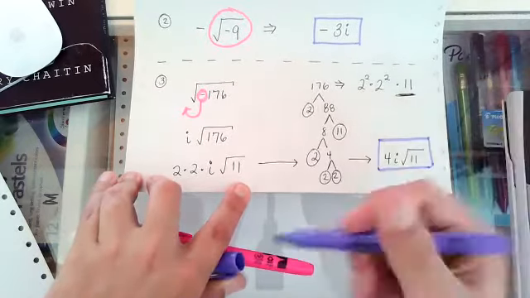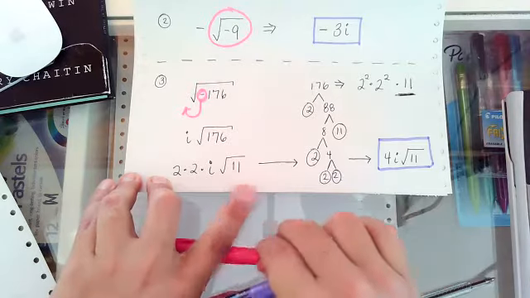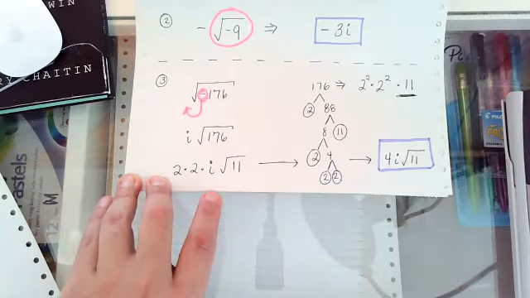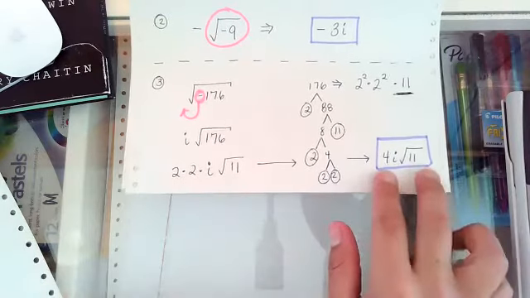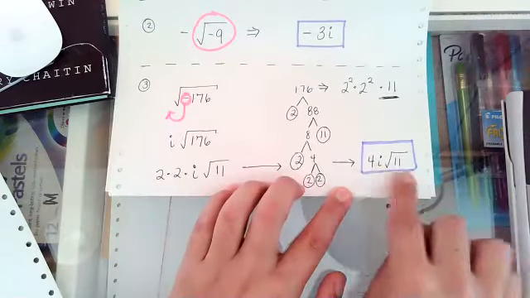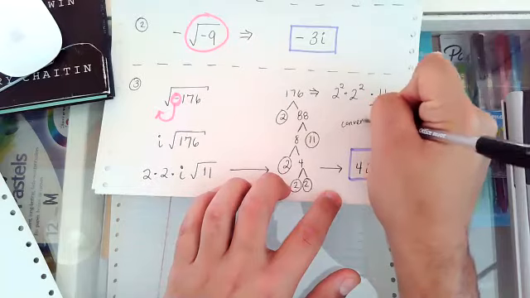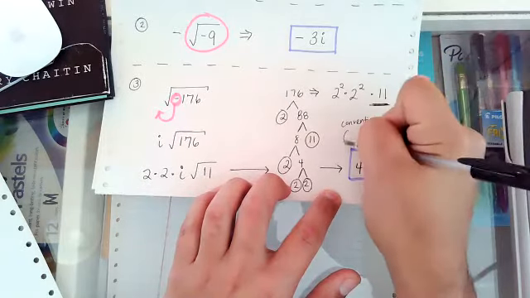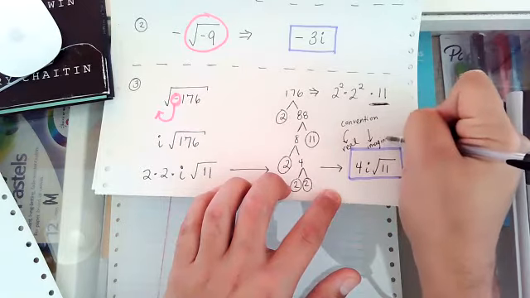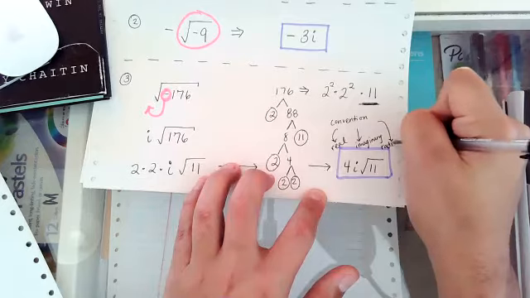And as slang, I just say 4I root 11 because it's a mouthful to say 4 times I times the square root of 11. So 4I root 11, I will understand what you mean. And because this is just multiplication, it really doesn't matter the order that you write these factors, but the conventional order is that we have the real number part first, the imaginary unit next, and then the last thing that we have is the radical.